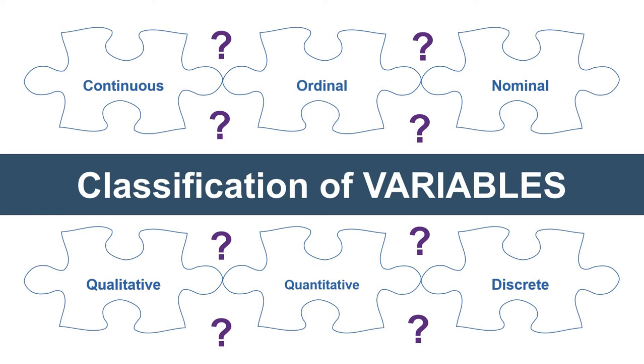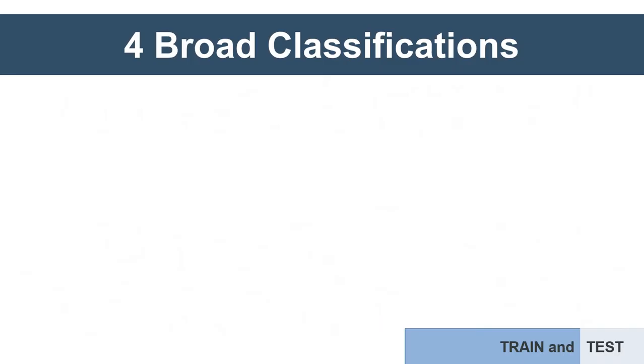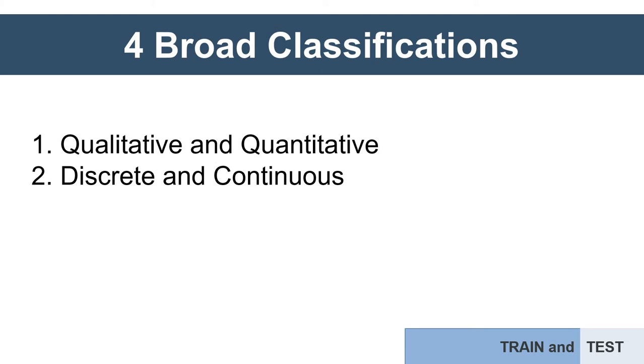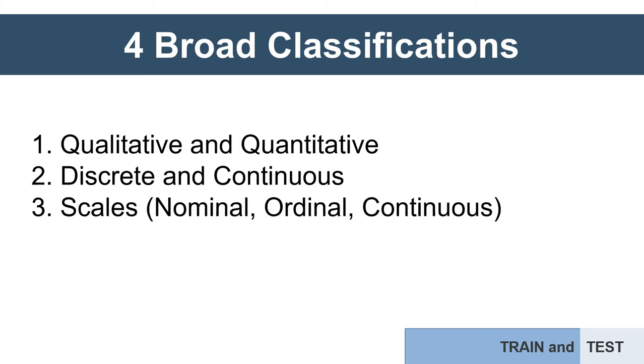Let us look at the four broad classifications of variables. Variables can be classified in qualitative and quantitative, discrete and continuous. It can also be classified as per the scale, and one can also have grouped or categorical classification of a variable. Let us look at each of these classifications in details.